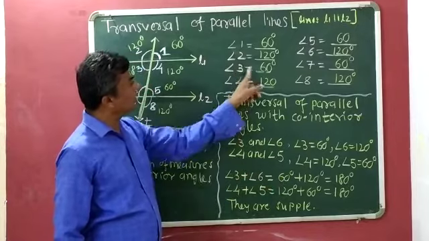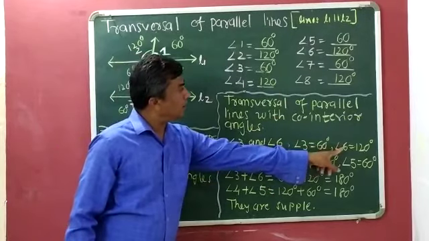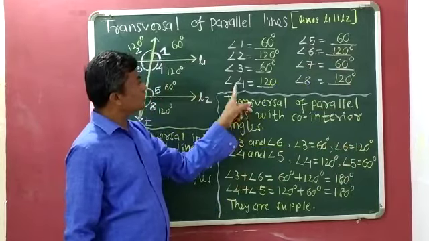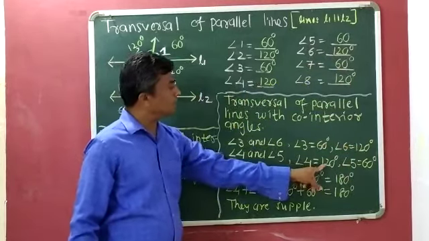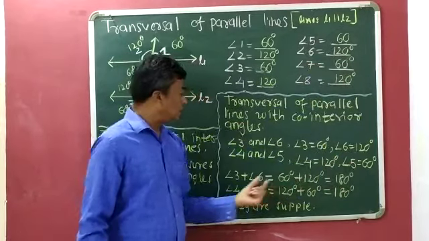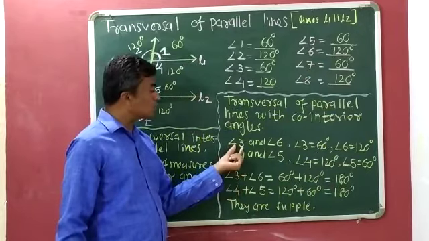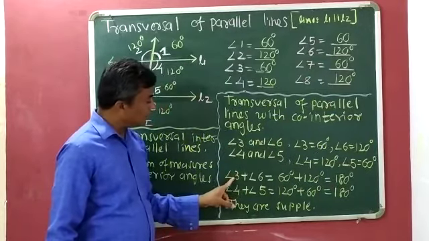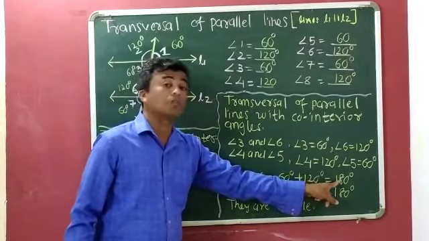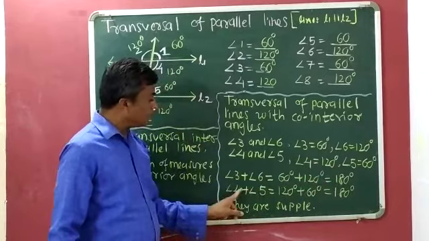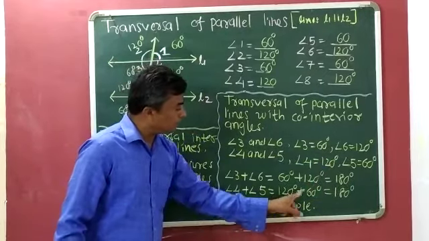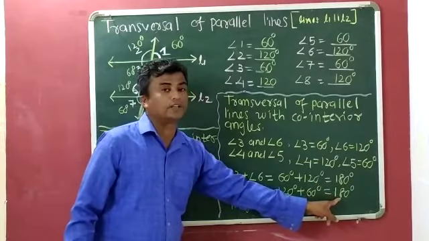Now angle 3 measures 60 degrees. Angle 6 measures 120 degrees. Angle 4 measures 120 degrees. Angle 5 measures 60 degrees. Now we will find the sum of the measures of angle 3 and angle 6. Angle 3 plus angle 6 is equal to 60 degrees plus 120 degrees, which is equal to 180 degrees. Angle 4 plus angle 5: angle 4 is 120, angle 5 is 60, so 120 plus 60 is equal to 180 degrees.